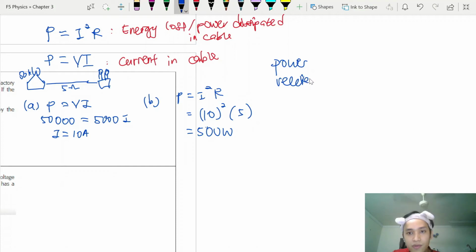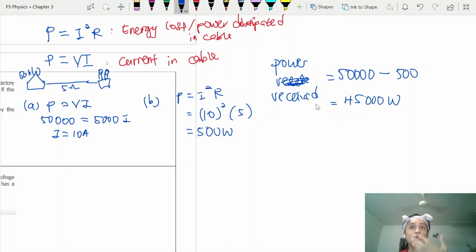Power received is the initial 50,000 watts minus the one that is lost, 500. So you have 49,500 watts. Okay, correct. So this is your power received by the factory.